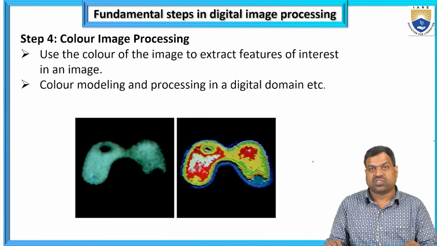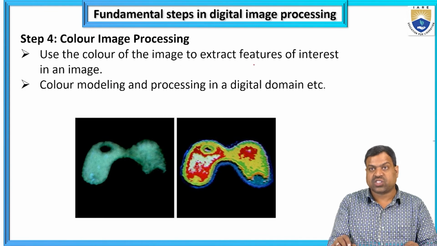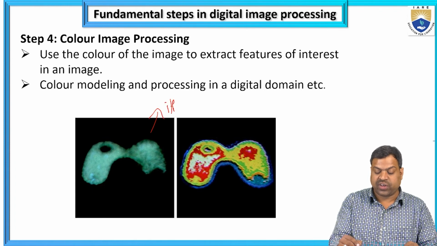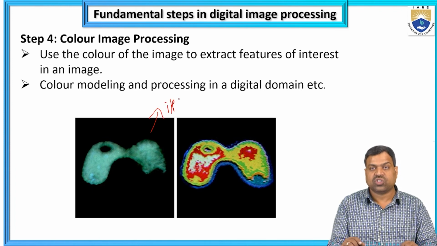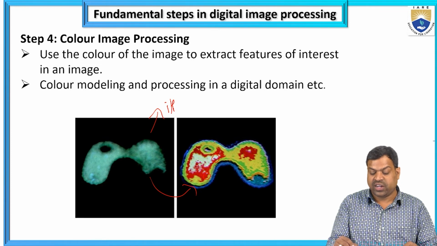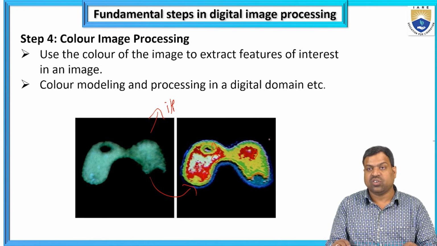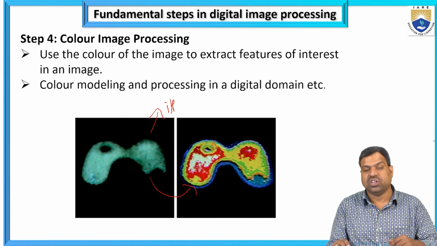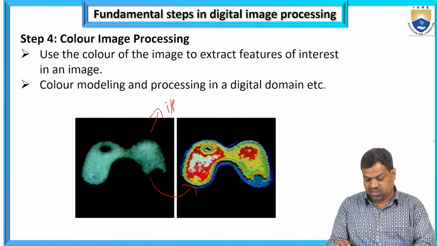And color image processing. So use the color of the image to extract features of interest in an image. That is the color modeling and processing in a digital domain. The input is unidentified. We are not identifying the colors due to some noise, for example. So I want to apply colors. Suppose what are the colors I have applied here? Red color, some white color and green color. So I applied some colors to the original image. Why? Because the original is an unidentifiable or noisy image, so I changed it to color. That is called color image processing.